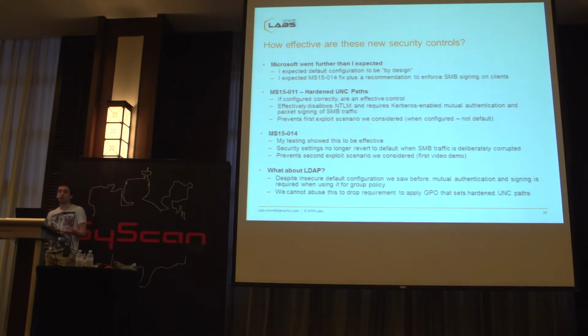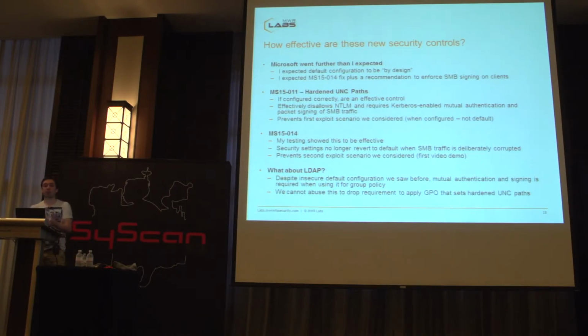So, do hardened UNC paths work? Well, if they're configured correctly, of course, they are a pretty effective control. It's a good control to have. Effectively, most of what we've seen previously was via NTLM authentication when it was used to access an SMB share. If you configure this in line with their suggestions, then it won't use NTLM because NTLM can't satisfy the mutual authentication requirement. So what happens is you'll find that Kerberos-enabled SMB access will be required because it wants to mutually authenticate the server it's talking to and provide packet signing within SMB traffic.